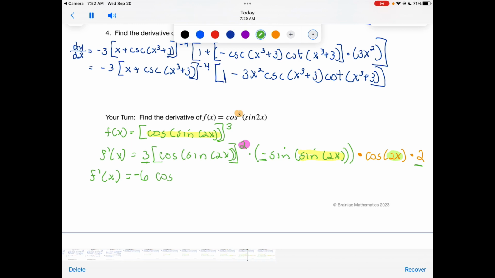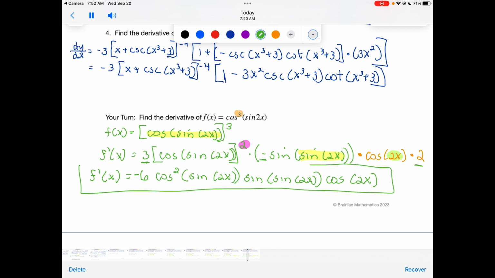So that square, we move back into our final answer. We're going to always put it in that form for trig. And then I'm going to times this by the sine of 2x. And that's going to be times by the cosine of 2x. And that is your answer. We can't combine any of these terms. And so that's how you find the derivative of trig functions.